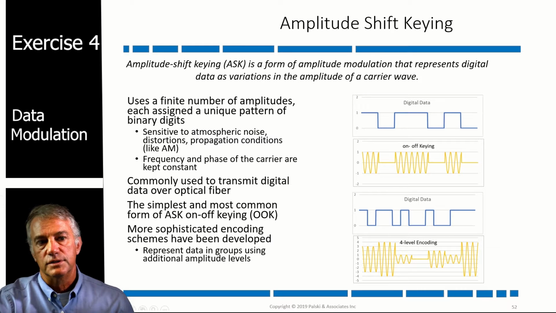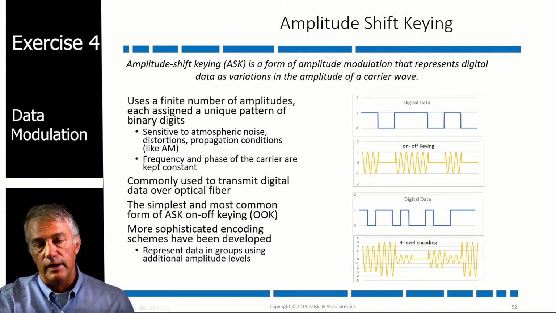The simplest form of this is called on-off shift keying and is represented up here in the upper right-hand corner of the diagram. In this case, a digital bit of 1 is represented by an amplitude modulation on the carrier signal of level 1. A 0 is represented by no modulation. 1 again represented by modulating the carrier to a level 1, etc.